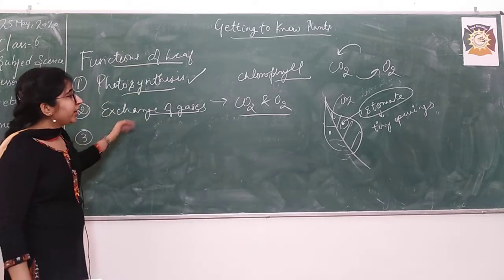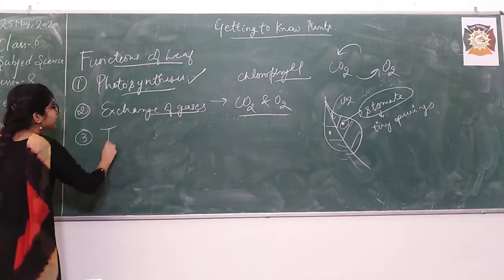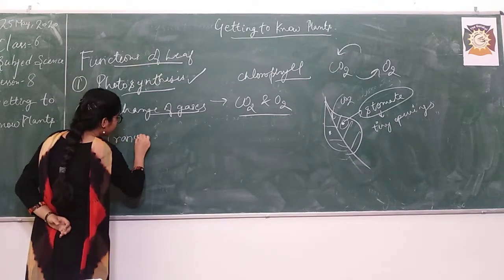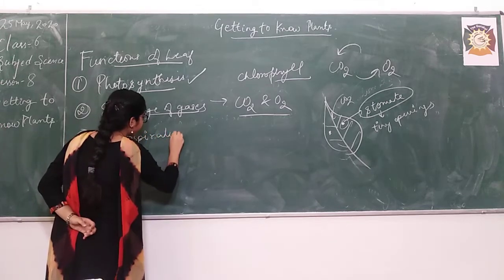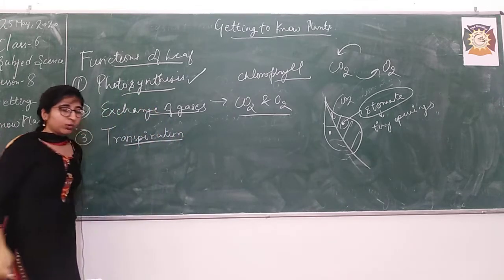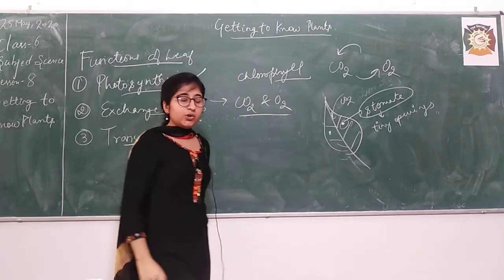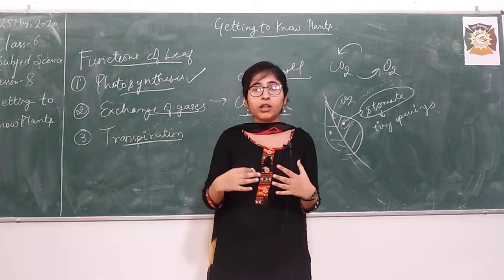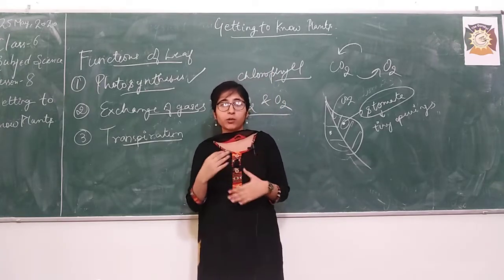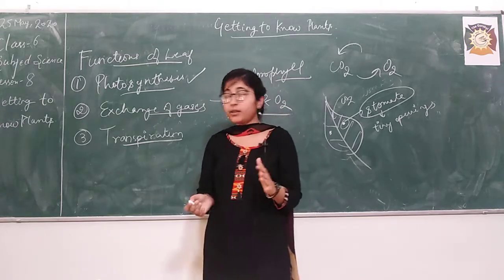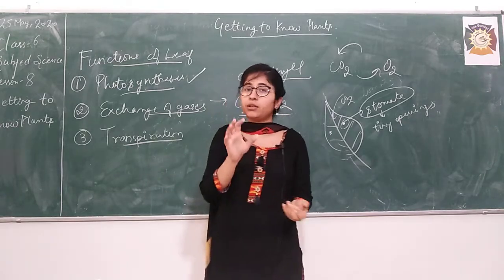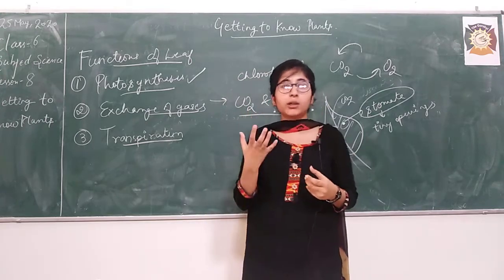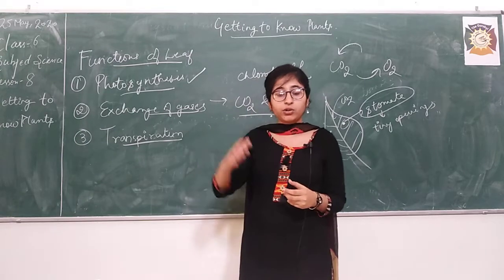After that, there is the third function. It is also related to the previous one, but there is a new term that we need to learn: transpiration. Now what is transpiration? See students, we excrete the waste material of our body through urine. But the same thing needs to happen in plants also. If there is some excess water in the plant, it leaves the plant through the leaf.